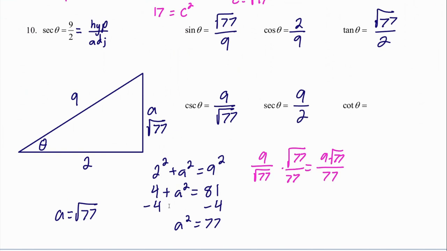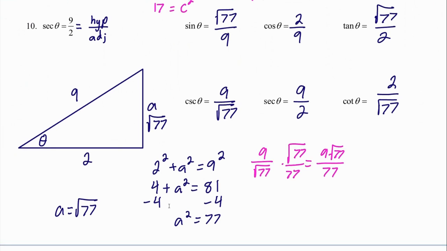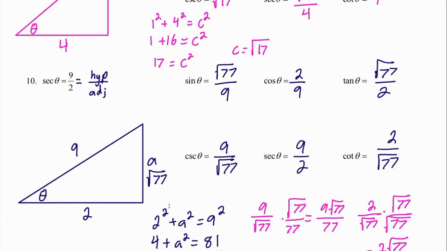And cotangent is going to be the reciprocal of tangent, so it should be 2 over the square root of 77. And again, you can rationalize that if you'd like to. So 2 over the square root of 77 multiplied by the square root of 77, and you'd get 2 square root 77 over 77. Again, you don't have to rationalize if you don't want to. But that should be the whole thing.